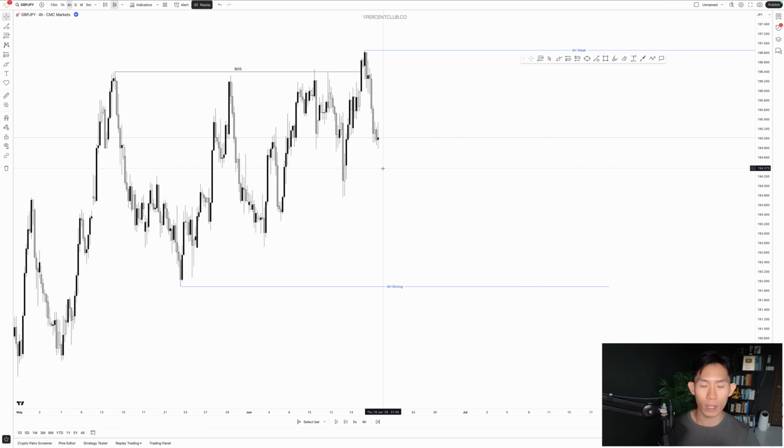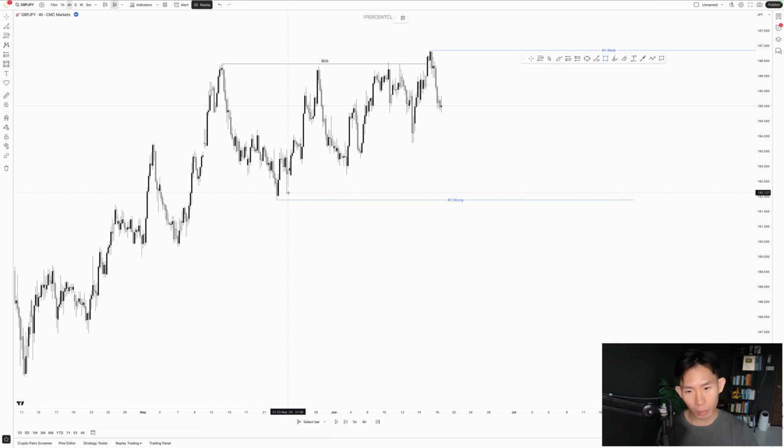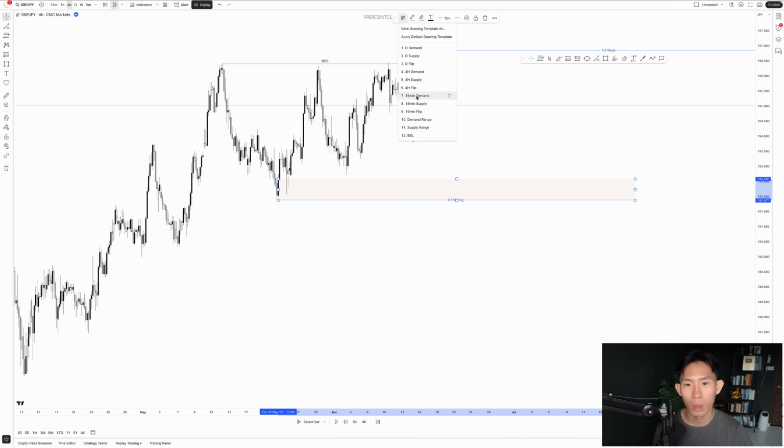Now that's done, you want to map out any relevant point of interest in terms of supply and demand zones, order blocks, flip zones, whatever zones, rectangle boxes that you want to draw up. In this case, I always start from the extreme. So this would be the extreme demand zone. I can just mark this box right there. This is my 4-hour demand.